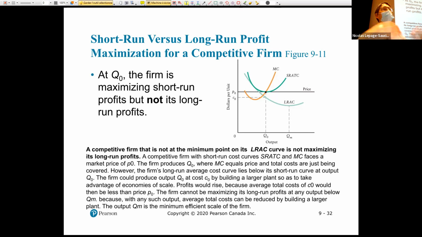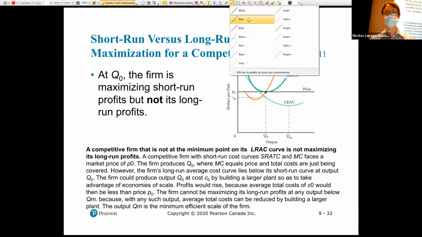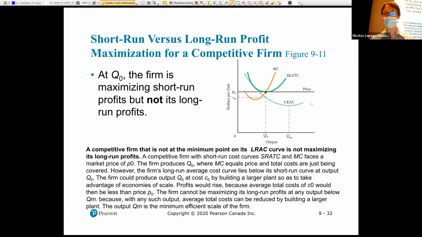But of course, all of my competitors would choose the same thing, and the market price would start to go down. It's going to go down to where? To the minimum of the long run average cost. So in the very, very long run, this is the ultimate situation where all firms just cover their costs and they don't make a profit.